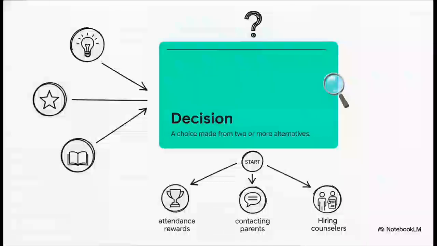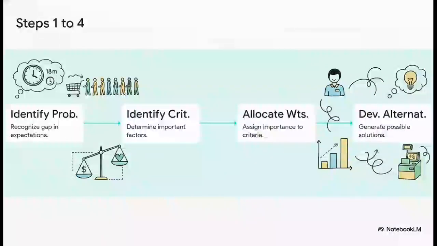Picture a school principal trying to boost attendance. If they have to pick between, say, giving out attendance rewards, calling parents regularly, or hiring counselors, boom, that's a decision. No alternatives, no choice. Now, the decision-making process itself breaks down into 8 distinct steps. The first 4 start with identifying a problem. Imagine a supermarket manager staring at a totally frustrating 18-minute wait time at the checkout lanes.